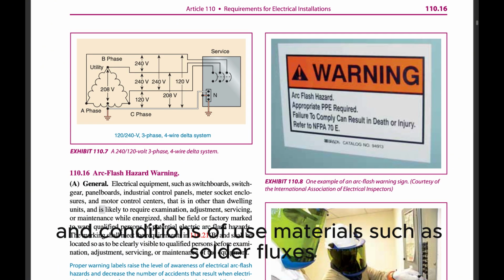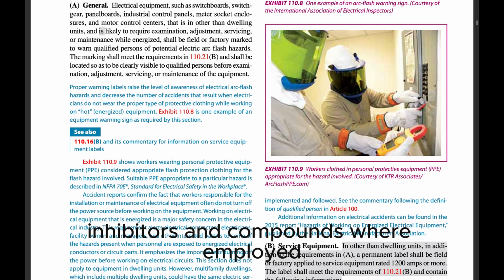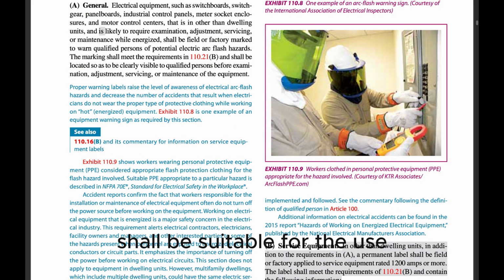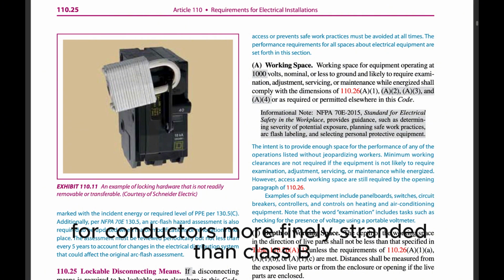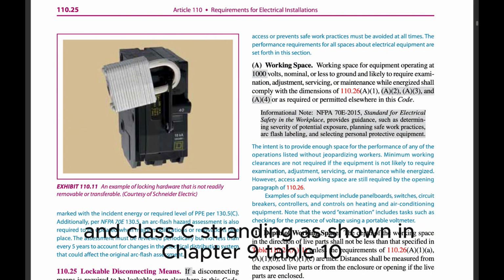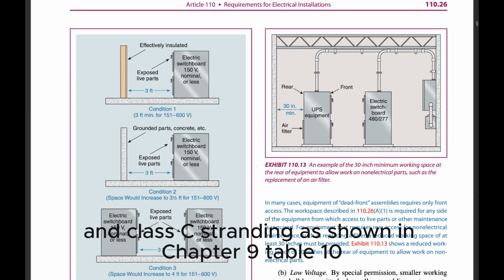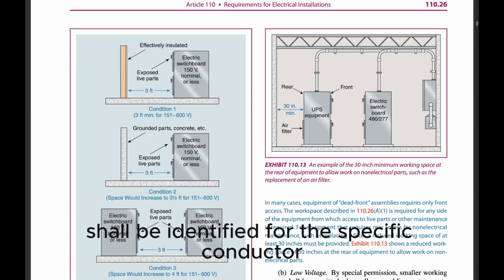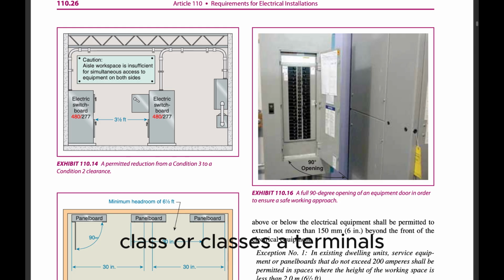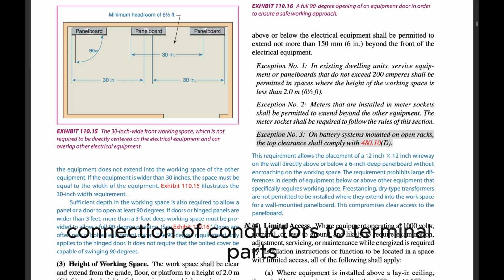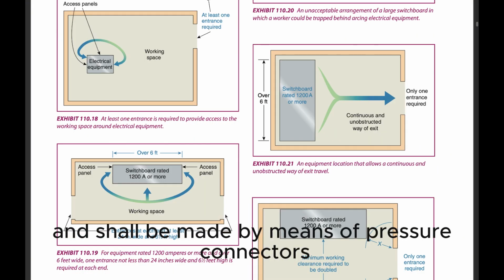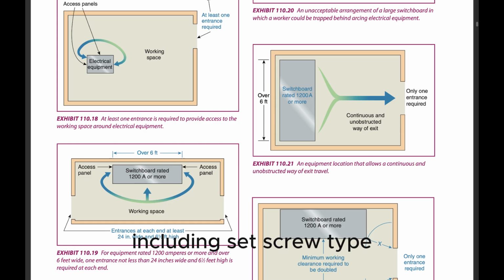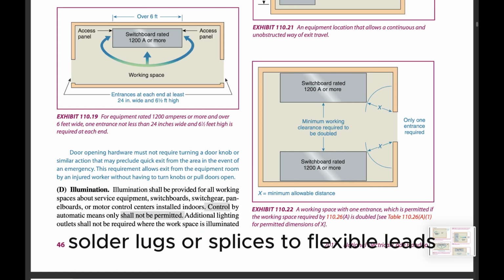Materials such as solder, fluxes, inhibitors, and compounds, where employed, shall be suitable for the use and shall be of a type that will not adversely affect the conductors, installation, or equipment. Connectors and terminals for conductors more finely stranded than Class B and Class C stranding as shown in Chapter 9, Table 10, shall be identified for the specific conductor class or classes. Terminals. Connection of conductors to terminal parts shall ensure a thoroughly good connection without damaging the conductors and shall be made by means of pressure connectors including set screw type, solder lugs, or splices to flexible leads.